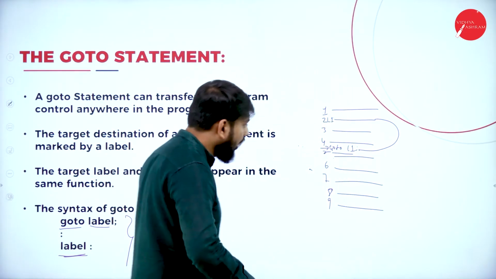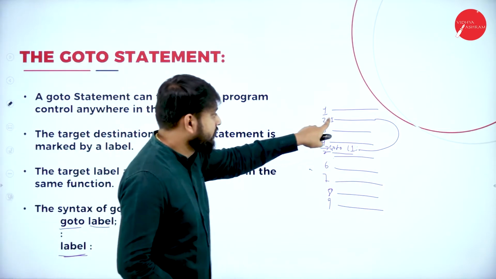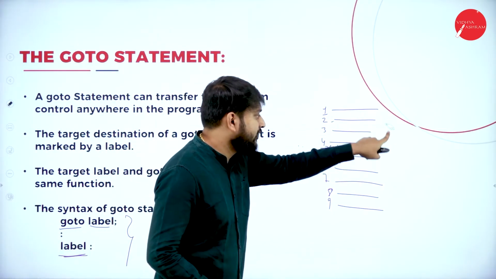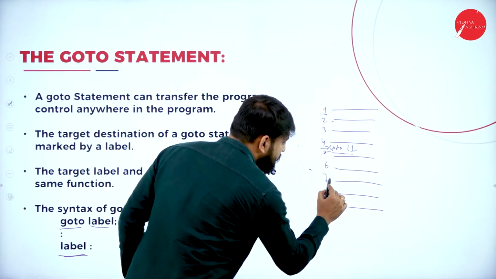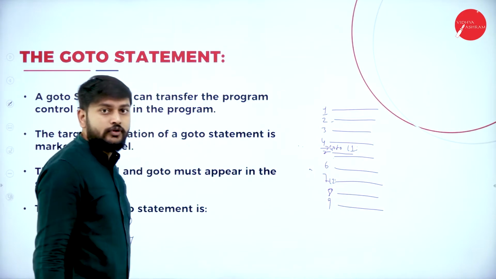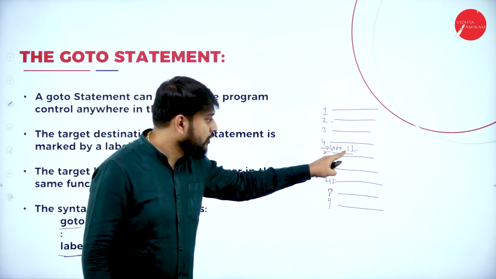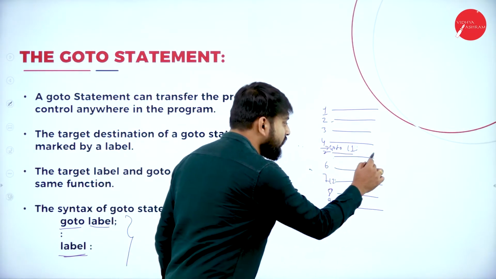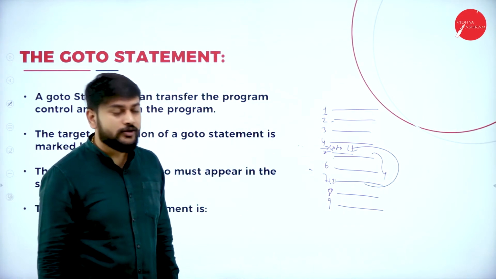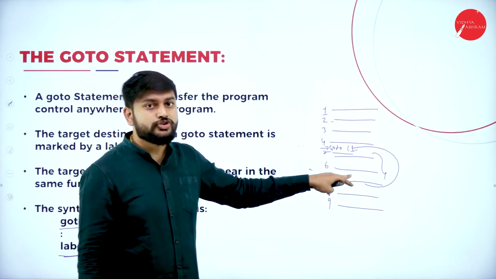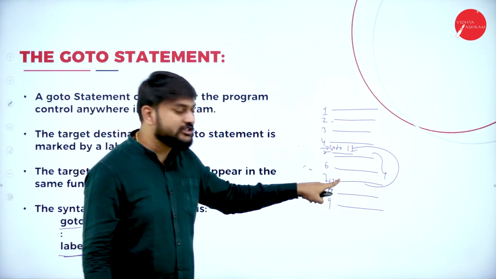For example, let me take one more example. Let's take some other example. I have written go to L1. Let's imagine L1 is this; this is what I've written as L1. So I have executed go to L1. Soon after executing this, I will not execute these lines. Directly I will come to L1. I'm jumping. So hope you understood the jump statement. I'm jumping without executing these two lines, directly jumping to L1.